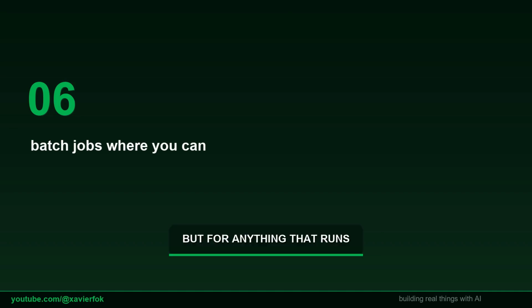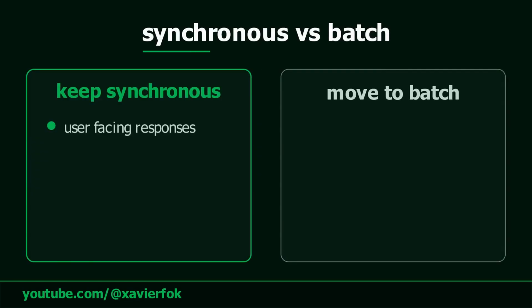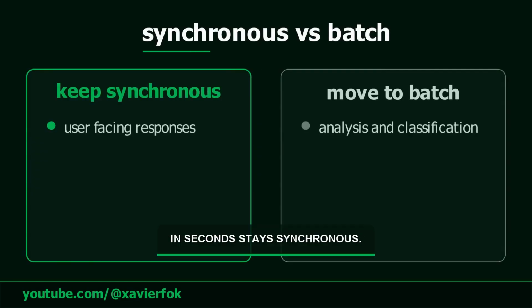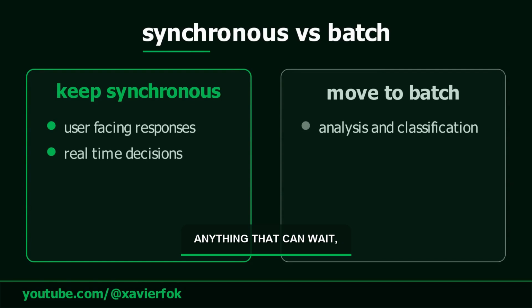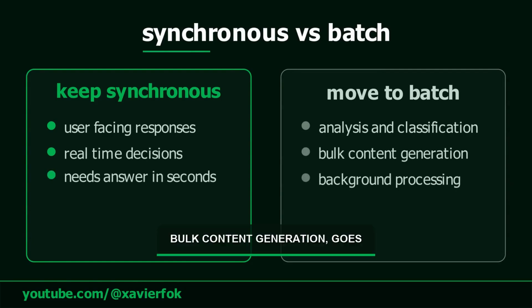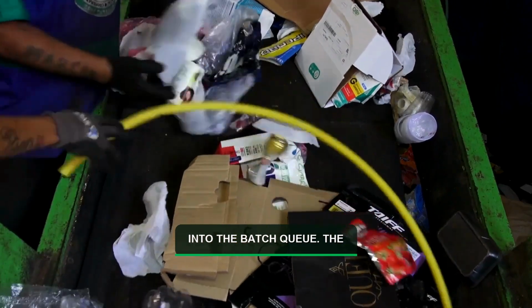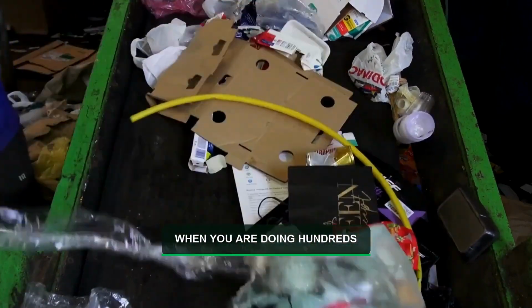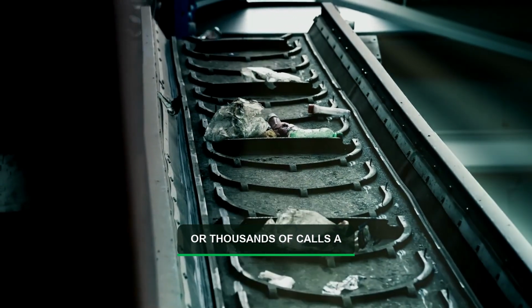But for anything that runs in the background and does not need an immediate answer, it almost always makes sense to batch it. In my pipelines, I split jobs into two lanes early. Anything that needs to respond in seconds stays synchronous. Anything that can wait, analysis, classification, bulk content generation, goes into the batch queue. The cost difference adds up fast when you are doing hundreds or thousands of calls a day.